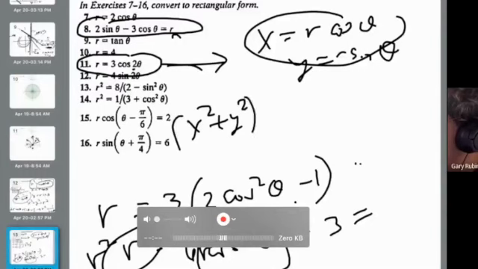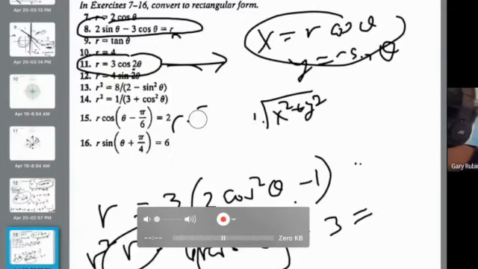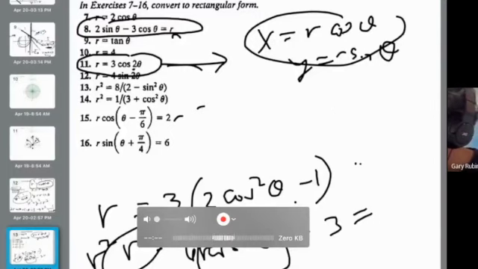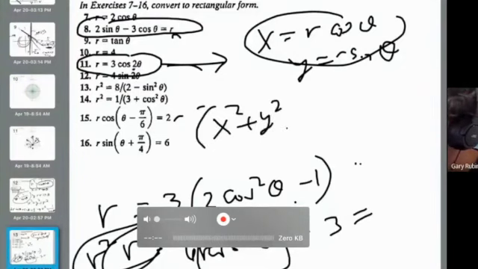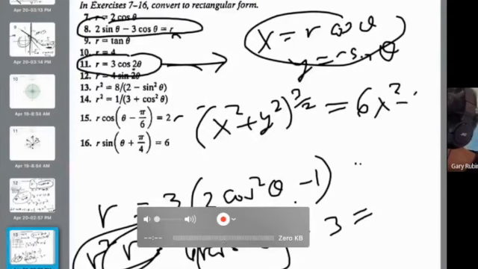I have a couple of options here. R I could write as the square root of x squared plus y squared. Maybe the best thing to do is to write this r to the third as x squared plus y squared to the 3/2 power. That way it's x squared plus y squared times the square root of x squared plus y squared. On the right hand side, I can say 6x squared minus 3.